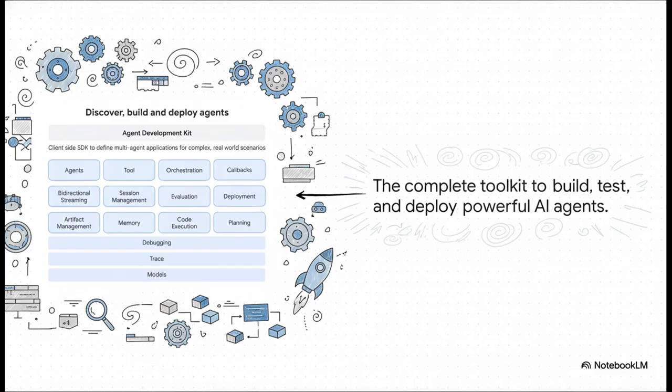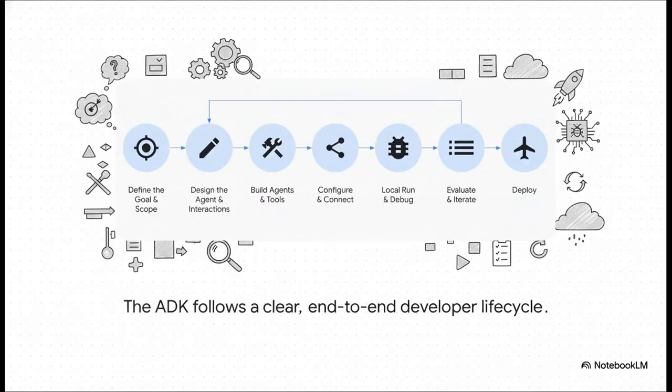And that toolkit is the Agent Development Kit, or ADK for short. Now, you can think of it as a complete client-side SDK, and that just means it runs right on your own machine, for defining and building these really sophisticated multi-agent applications. It's got the whole shebang: the core building blocks, orchestration tools, and even cool features like code execution, debugging, and super easy deployment.